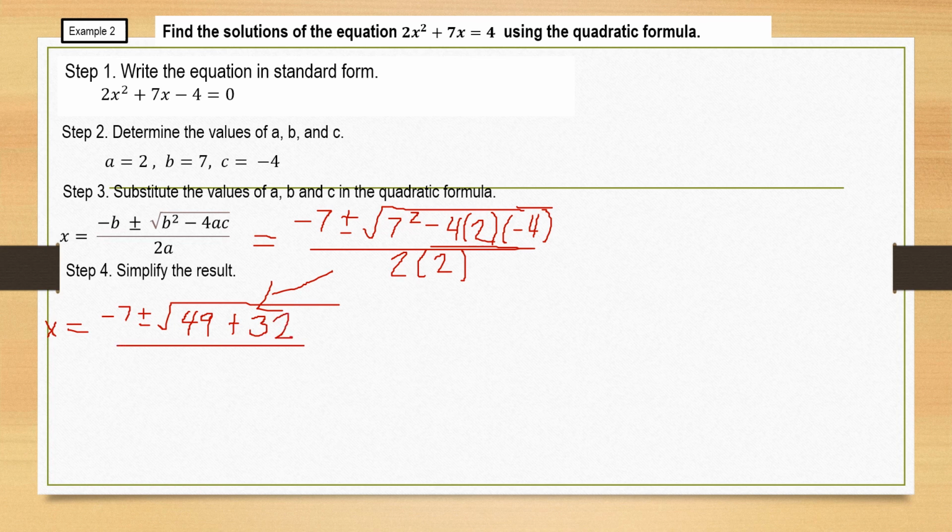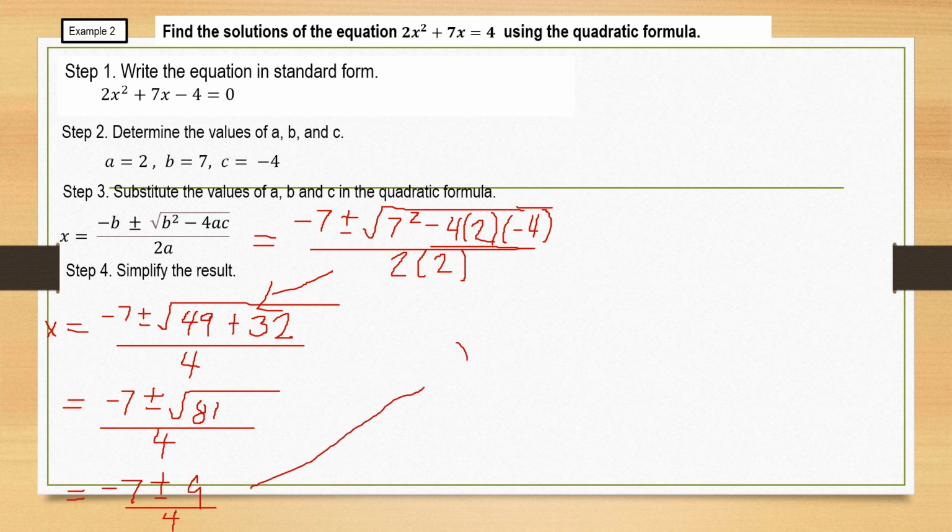All over 2 times 2 is equal to 4. So this will give us negative 7 plus minus the square root of 49 plus 32 is equal to 81, all over 4. Let us simplify. Negative 7 plus minus the square root of 81, which is 9, all over 4.